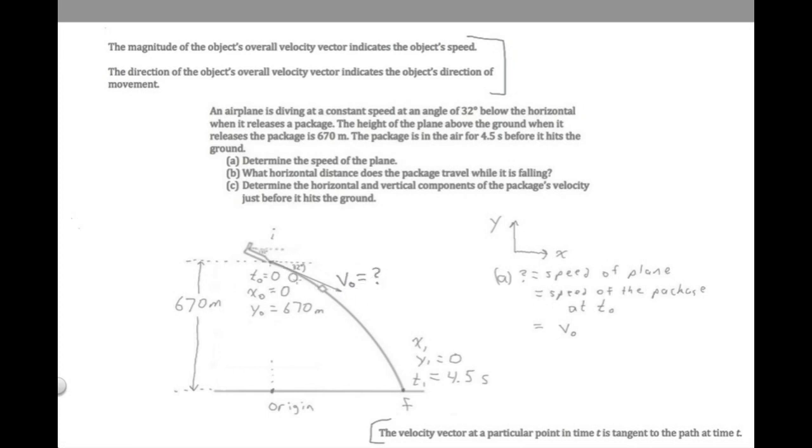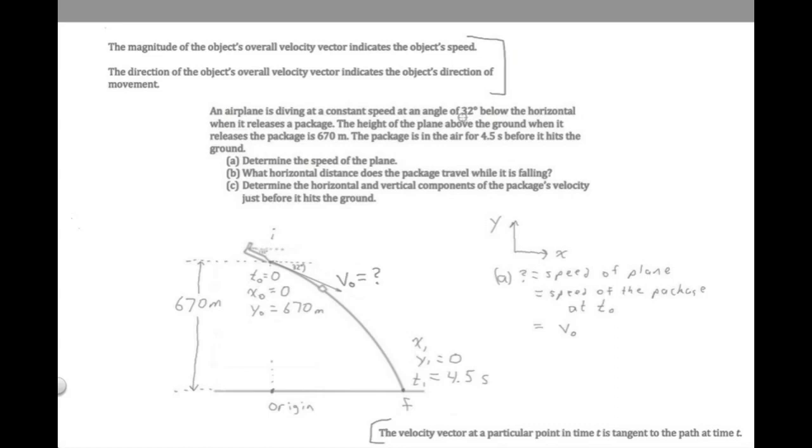Also, notice that I showed that this velocity vector is pointing at an angle of 32 degrees. That's based on the idea that the direction of movement of the object is the direction of the velocity vector. We know that at time 0 the package will be moving at an angle of 32 degrees, and that direction of movement tells us the direction of the velocity vector at time 0, also 32 degrees. Just to talk about that a little bit more, the problem originally said that the airplane was moving at an angle of 32 degrees.